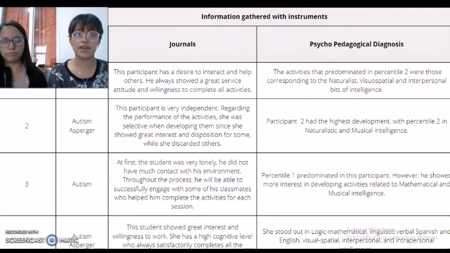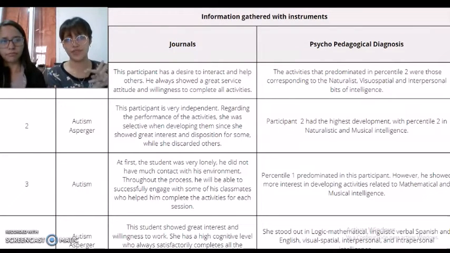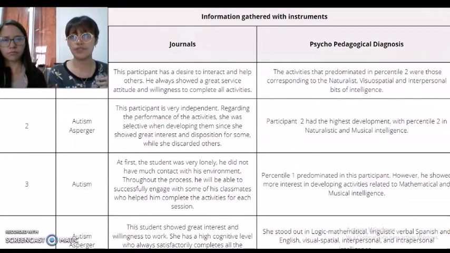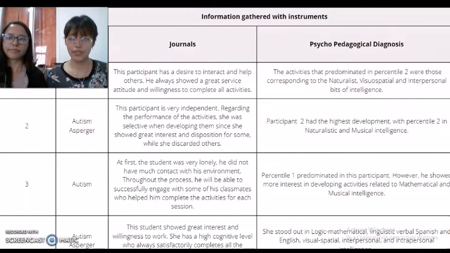Now, talking about the psychopedagogical diagnosis, we made an analysis with some percentiles. The percentiles were 0, 1, and 2. With percentile 2, children did the activity on their own and didn't need help. In percentile 1, they needed help, but at the end they could do the activity successfully. And in percentile 0, the children didn't try to do the activity.